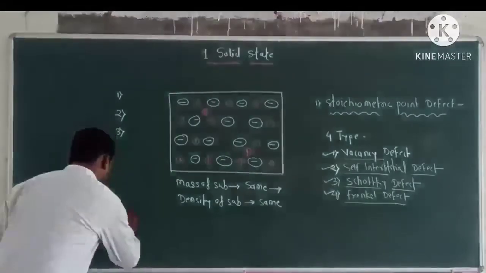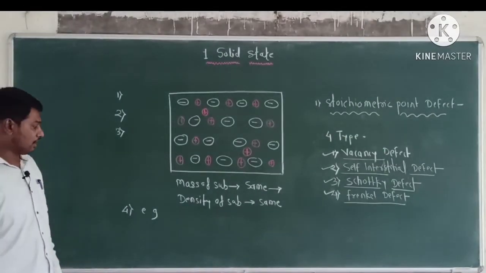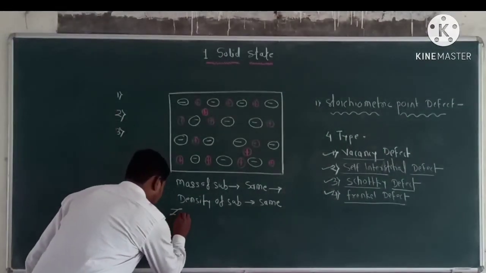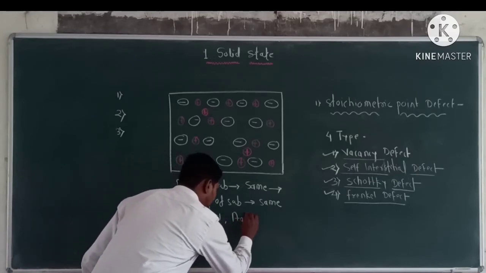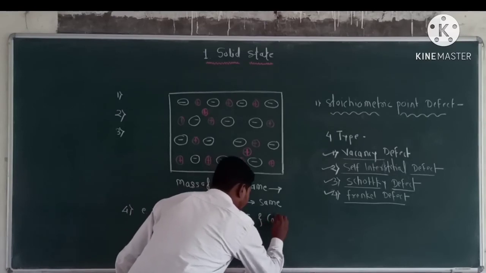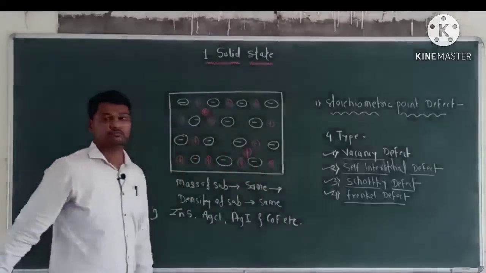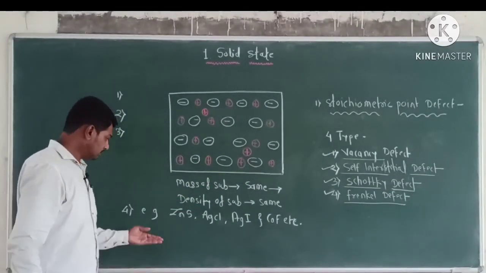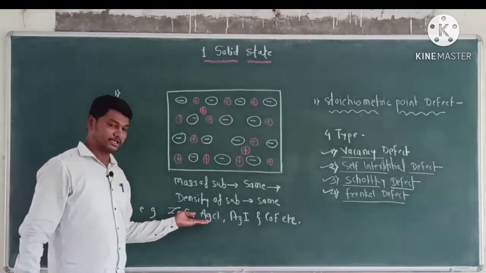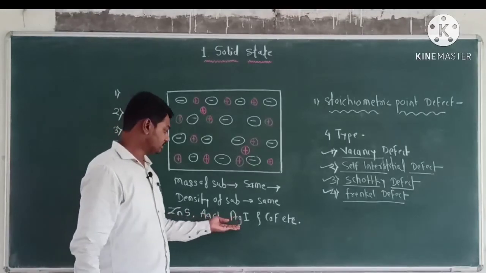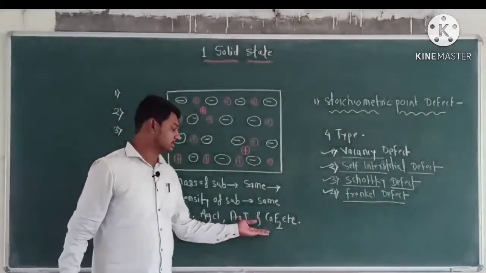Okay. And last point, examples of a Frenkel defect. The Frenkel defect occurs in the following compounds, that is zinc sulfide, silver chloride, silver iodide and calcium fluoride. A Frenkel defect generally occurs in these compounds, that is ZnS zinc sulfide, AgCl silver chloride, AgI that is silver iodide and calcium fluoride that is CaF2.